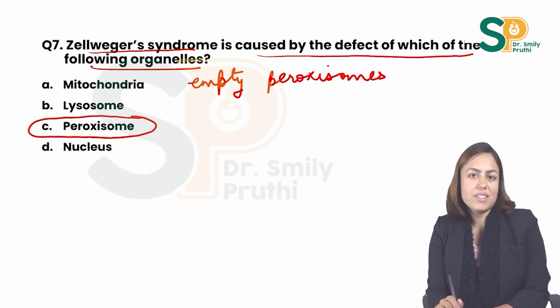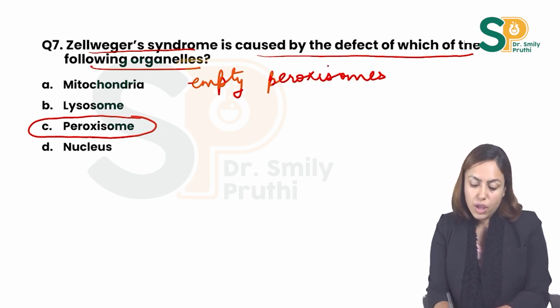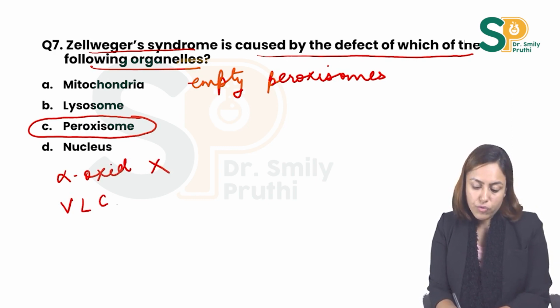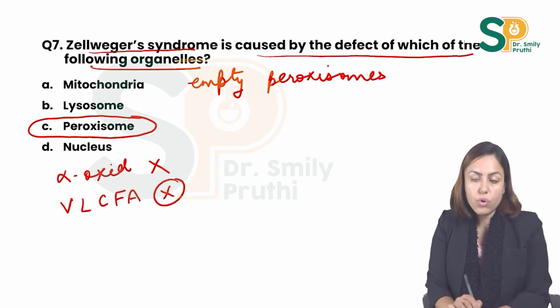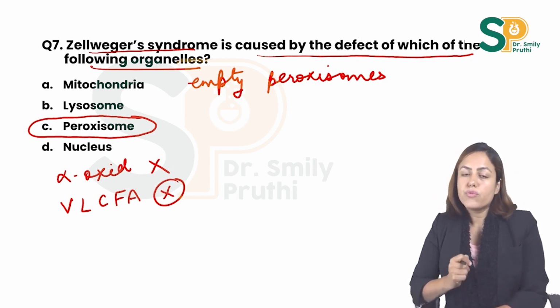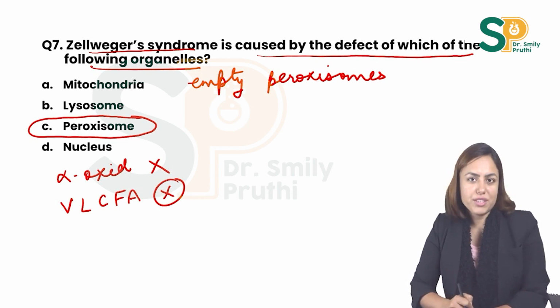So, there are no enzymes in peroxisomes. No enzymes means alpha oxidation is also not occurring, and oxidation of very long chain fatty acids is also not occurring. So in Zellweger syndrome, both phytanic acid and very long chain fatty acids will accumulate, right?